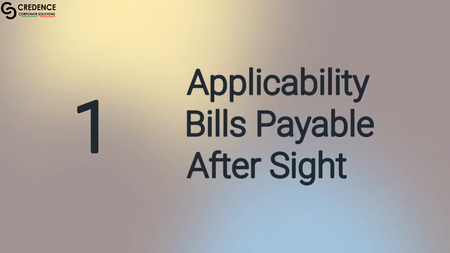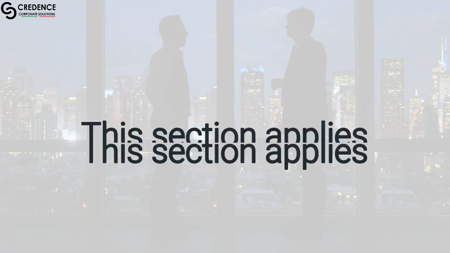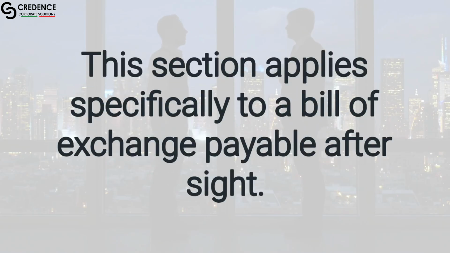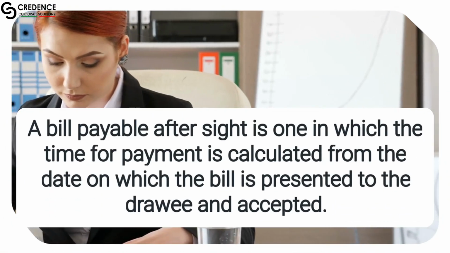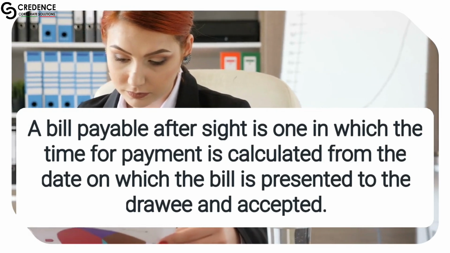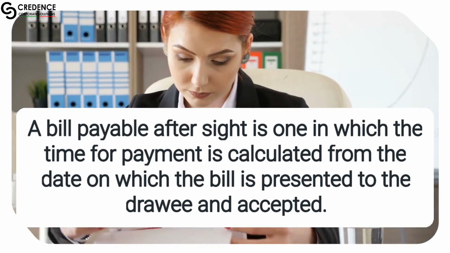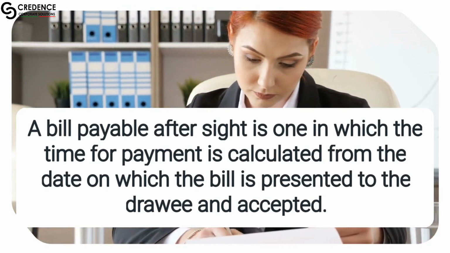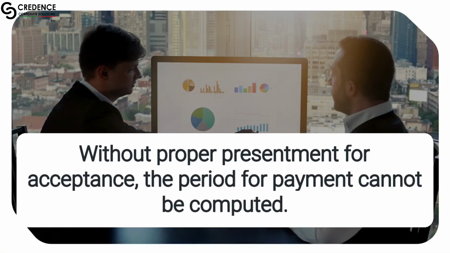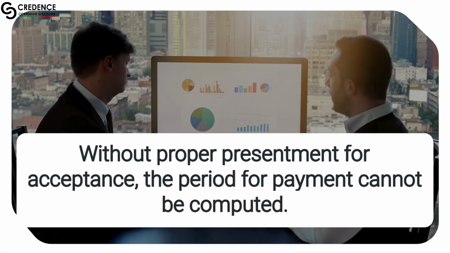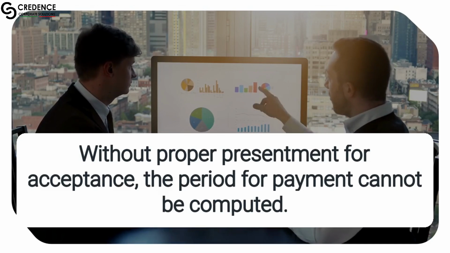1. Applicability: bills payable after sight. This section applies specifically to a bill of exchange payable after sight. A bill payable after sight is one in which the time for payment is calculated from the date on which the bill is presented to the drawee and accepted. Therefore, acceptance is essential to determine the maturity of the bill. Without proper presentment for acceptance, the period for payment cannot be computed.